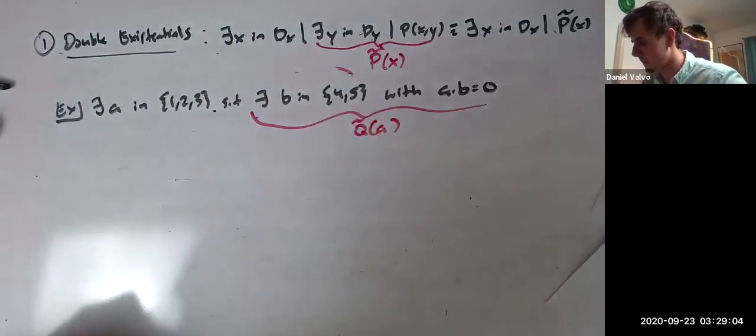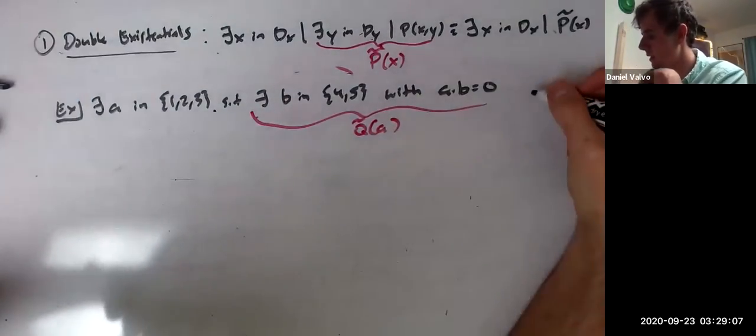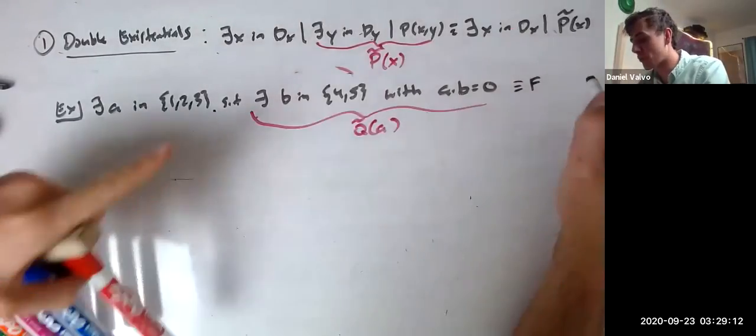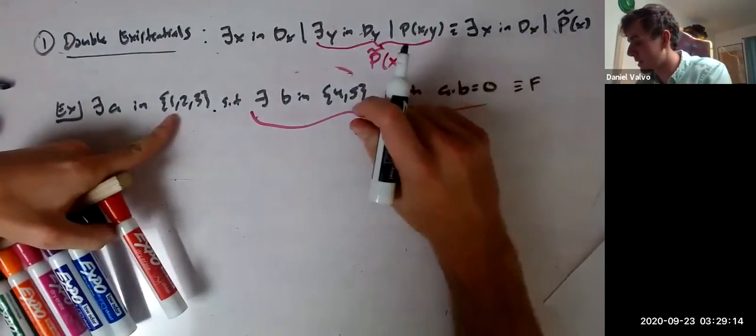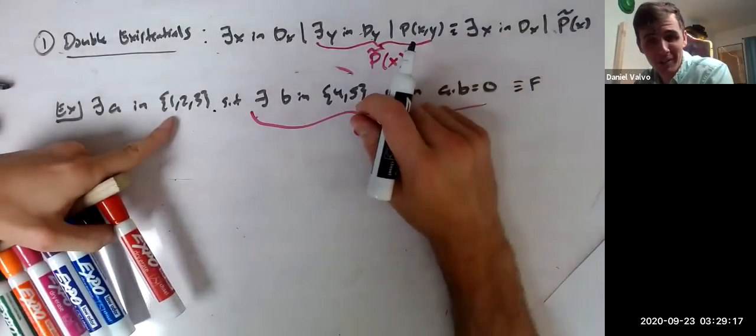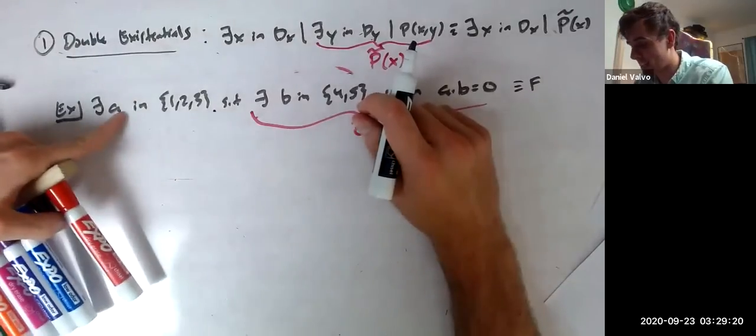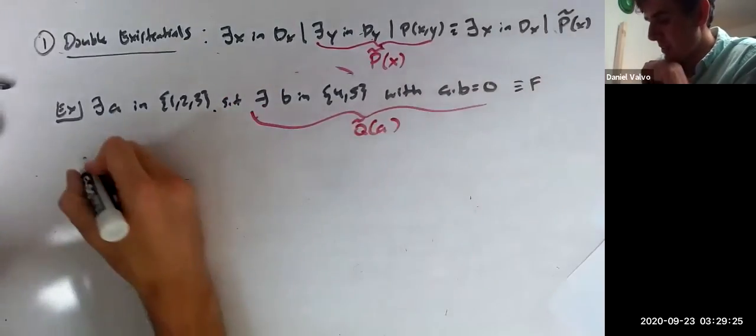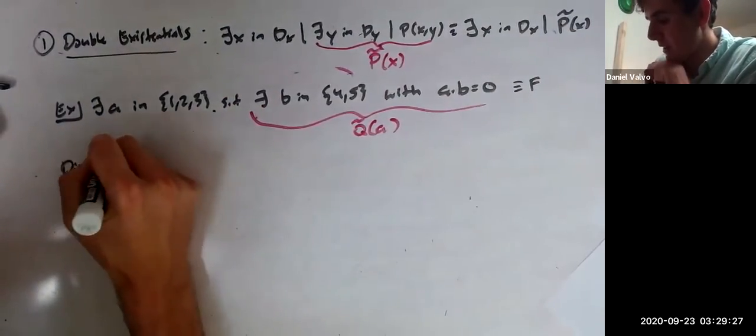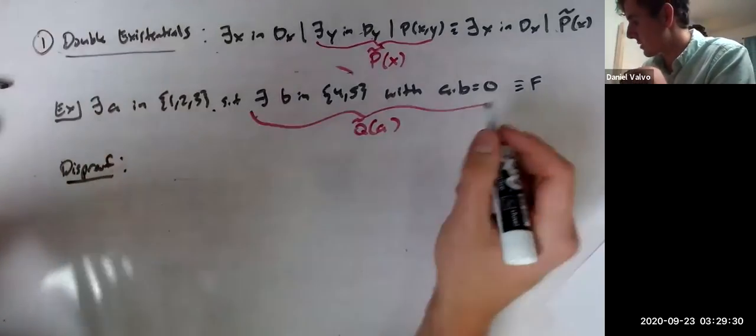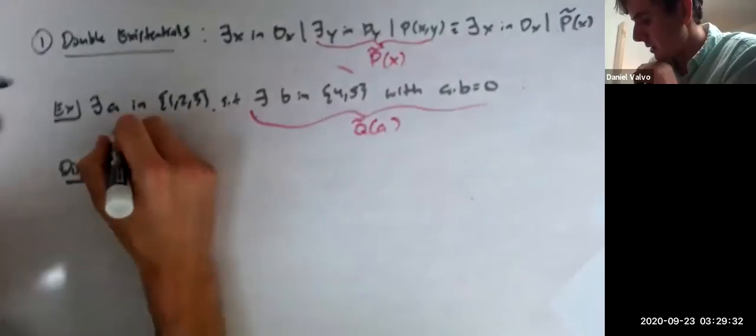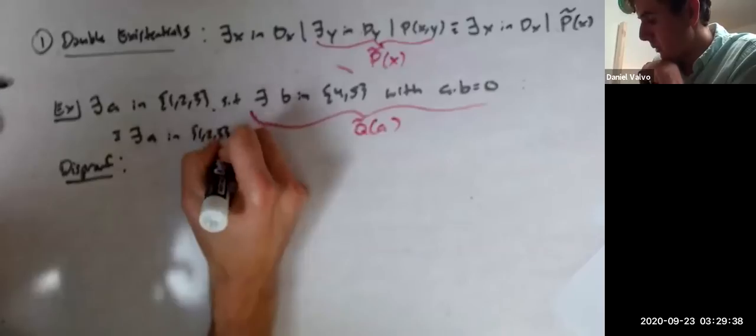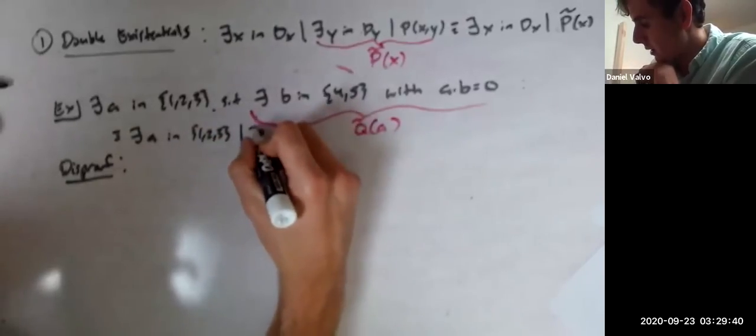Is this true or false? False. Right? Because no matter what we pick from here, and no matter what we pick from here, you multiply them together, you're not going to get 0. So there does not exist an A in 1, 2, 3, such that there's a B in 4, 5 with A times B equals 0. So how do we disprove that? How do you disprove an existential? Because remember, this is just an existential. This is equivalent to there exists an A in 1, 2, 3, such that R squiggly A.